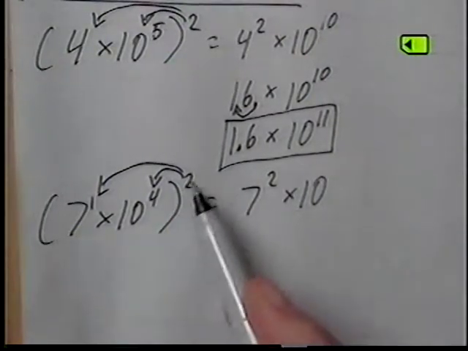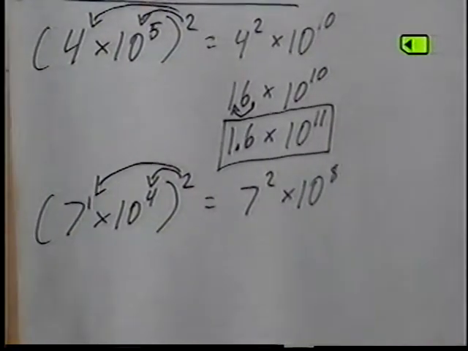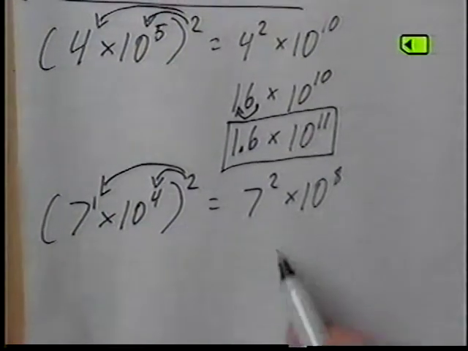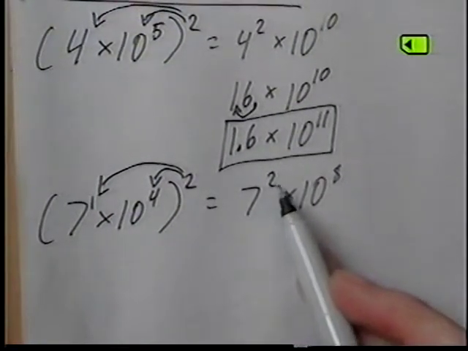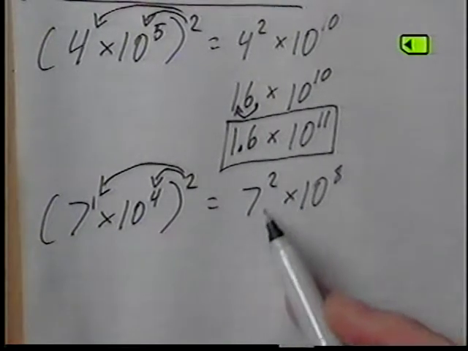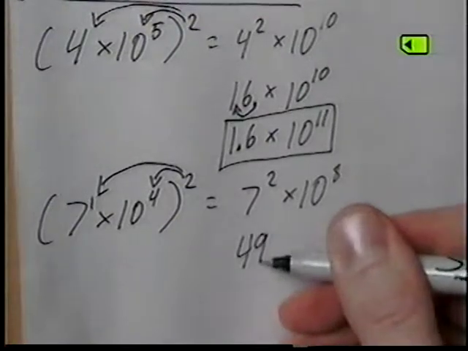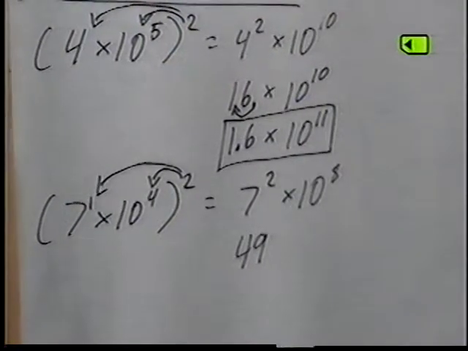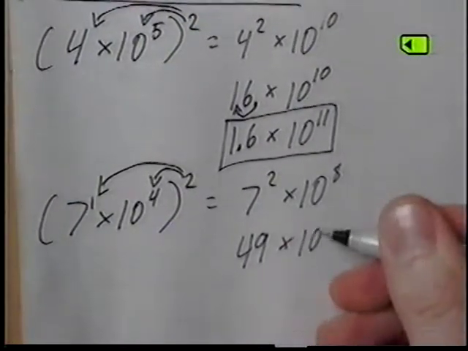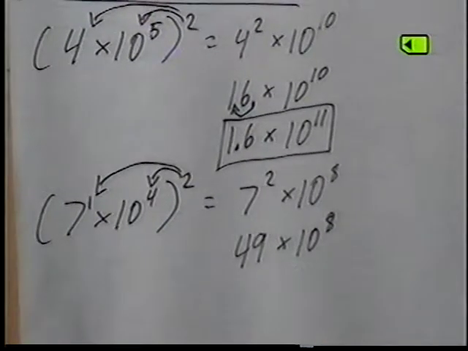Exponents inside parentheses you multiply. 4 times 2 would be 8. Simplifying the first number, 7 squared. It's not 7 times 2, but 7 times itself 2 times. 7 times 7 is 49. Times 10 to the 8th stays, again because we're using scientific notation.